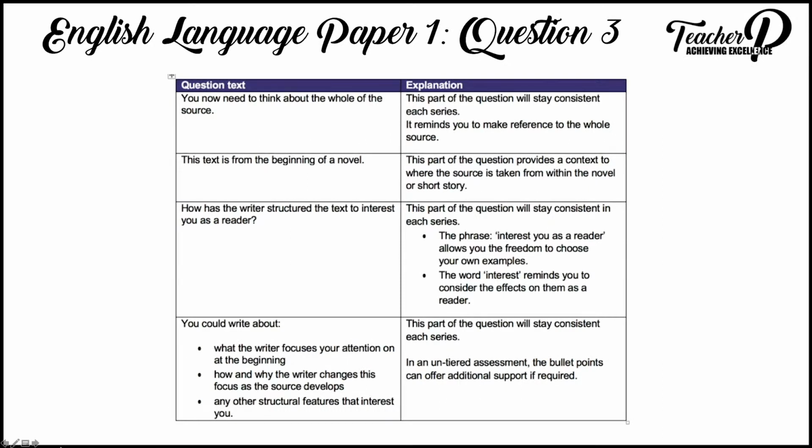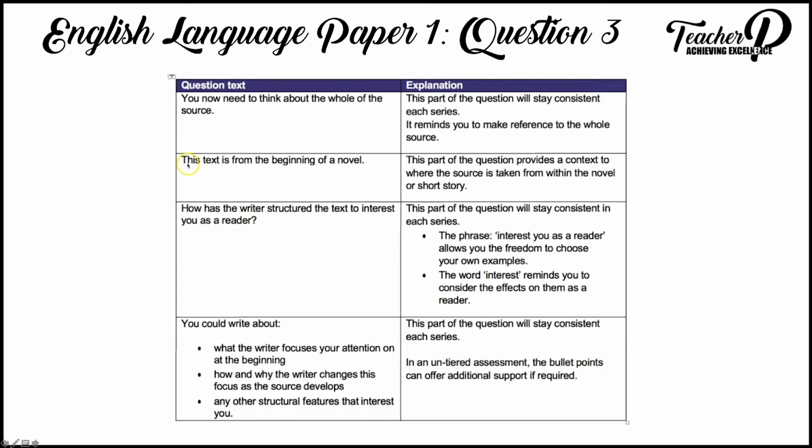As you can see, on the left part of the screen is the question broken into sections. On the right hand side of the screen, you will see an explanation as to what the question is asking you. So, you can see the first part of the question states you now need to think about the whole of the source. This part of the question will stay consistent each year, and it reminds you to reference the whole source. The fact that they say the whole source means that you cannot just pick examples from the first part of the source or one section of the source. It means that you need to pick points from a range of places, i.e. from the start or beginning, the middle and the end.